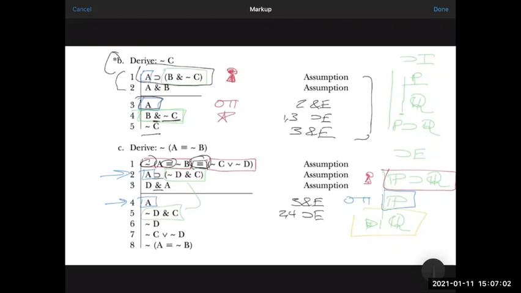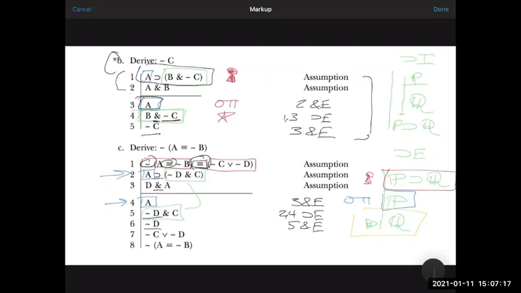Okay, where does line 6 come from? Well, that's kind of an easy one. I see tilde D right above it. It's part of a conjunction. Conjunctions are easy to work with. You just break it apart. That's simply 5, conjunction elimination.